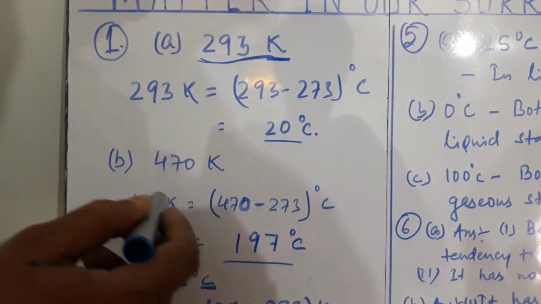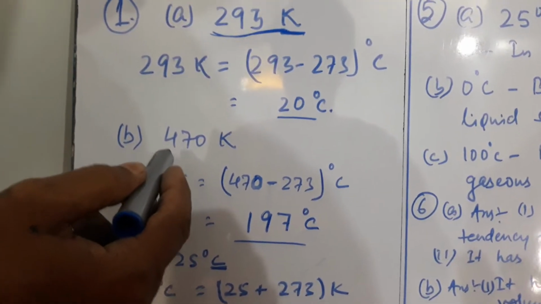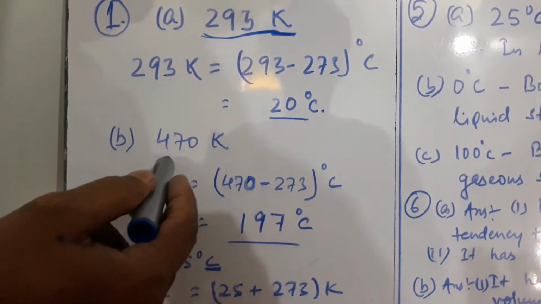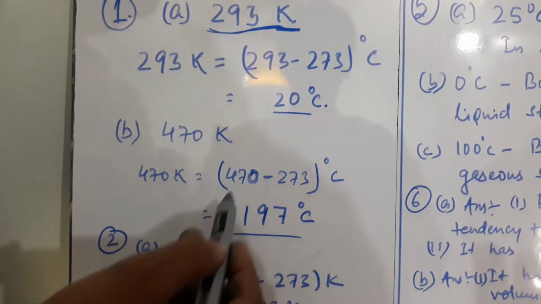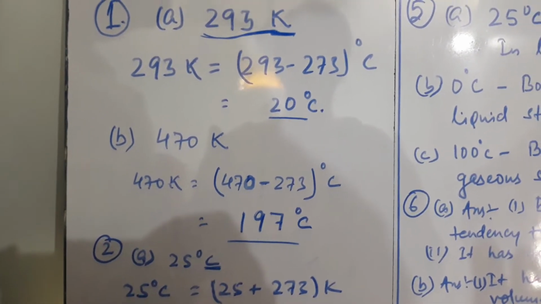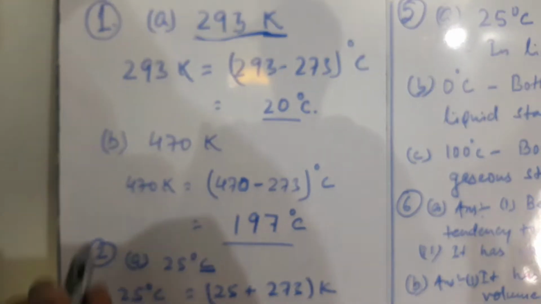And the second is also the same thing. To convert 470 Kelvin into Celsius, we subtract 273 from 470 and we will get 197 degrees centigrade. In this way, we will change the Kelvin to the Celsius scale.